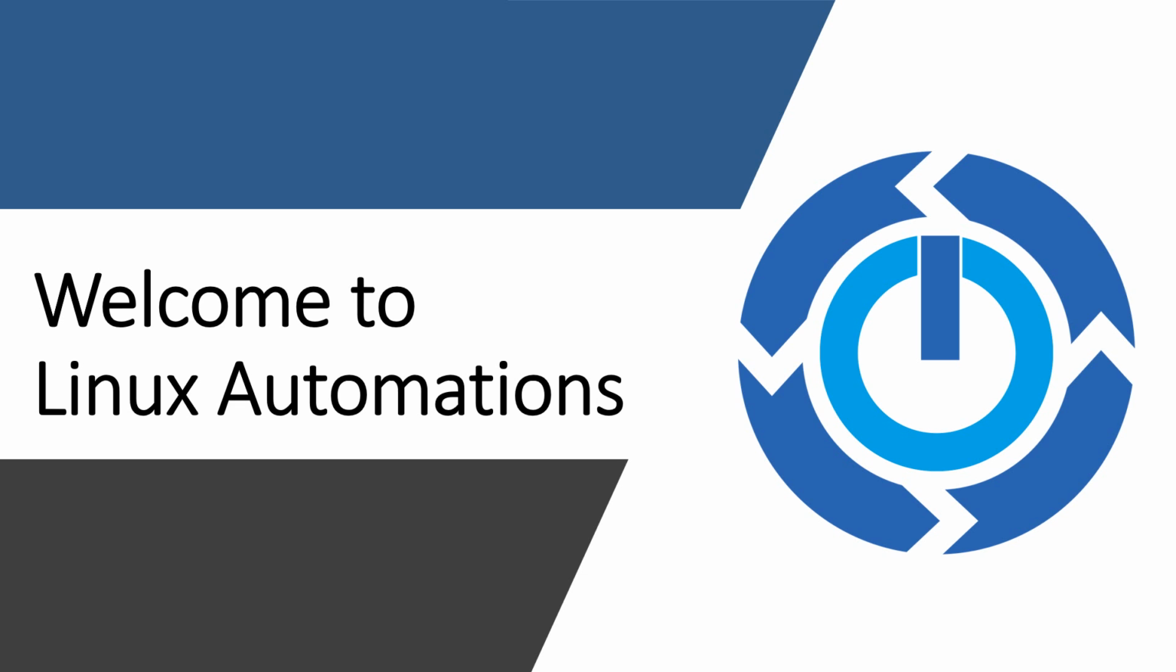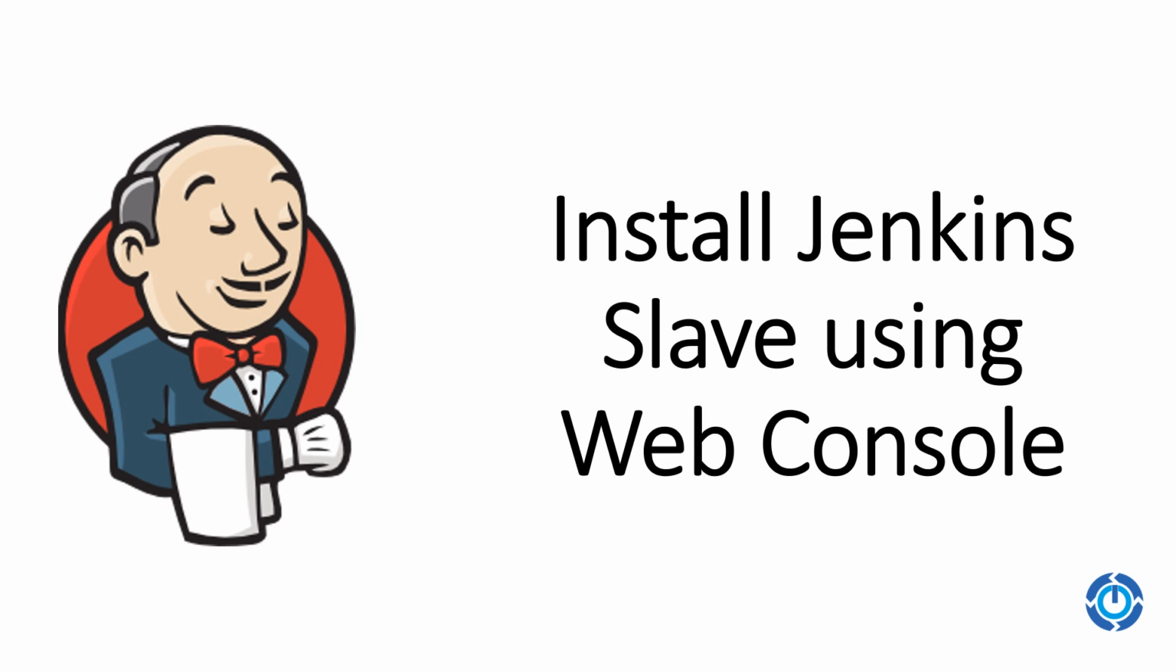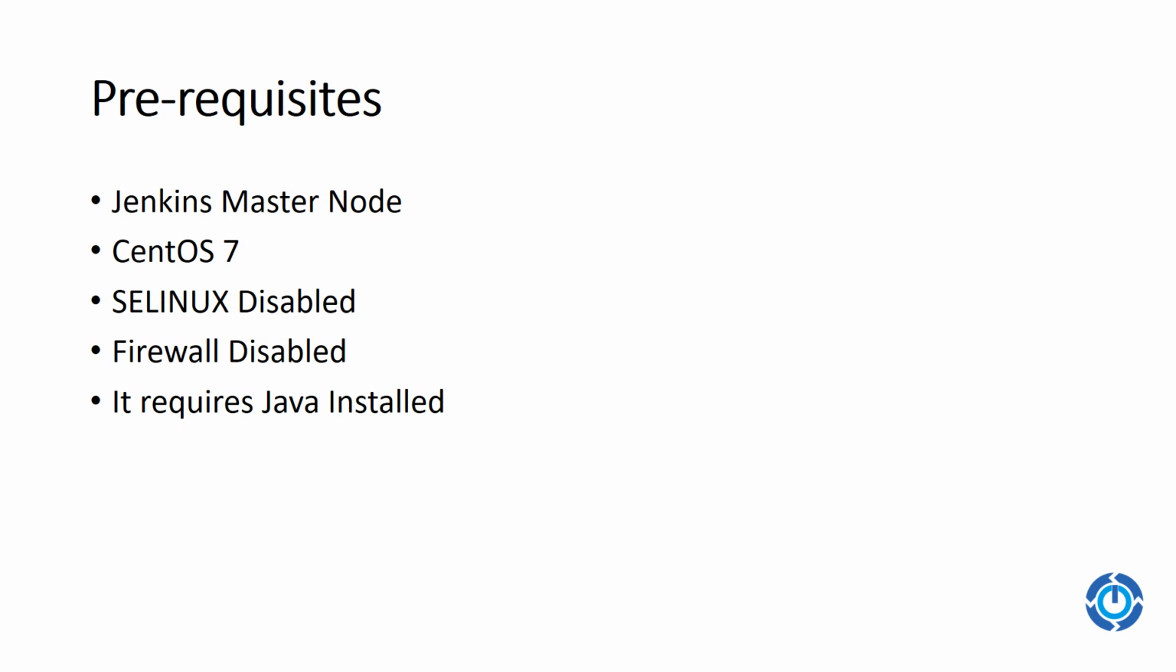And in today's video, we are going to talk about how to install a Jenkins slave through your Jenkins Master web console. For that, we require some prerequisites, which is, of course, the Jenkins Master node. My previous video shows how to install Jenkins Master on CentOS 7 operating system, so you can just watch that and set up your master node. And once you have your master node ready, you can have your Jenkins slave configured.